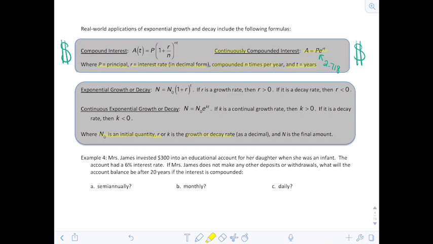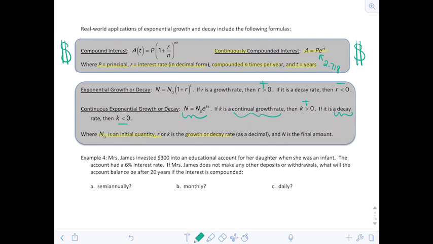So then, if r is a growth rate, we're going to have a positive value. If it's a decay rate, then r will have a negative value, which should make sense. The continuous exponential growth or decay function is very similar to PERT, almost identical. It just has different variables. N sub 0 is the same as the P value. K is the same as the r value. K represents growth or decay, so it's growth if it's positive, and if it's decay, that's when it's negative.